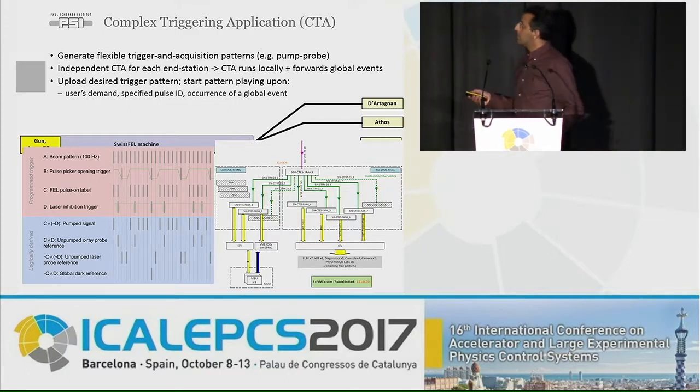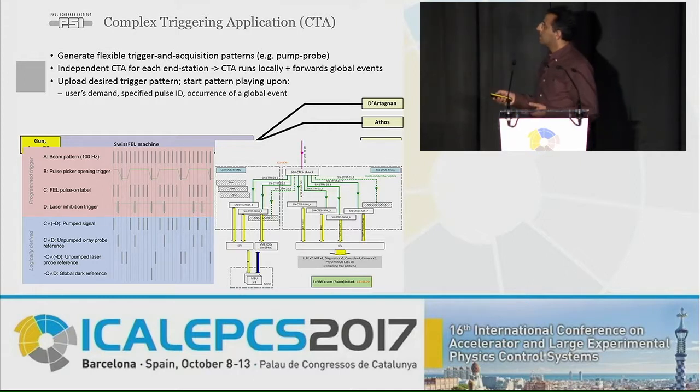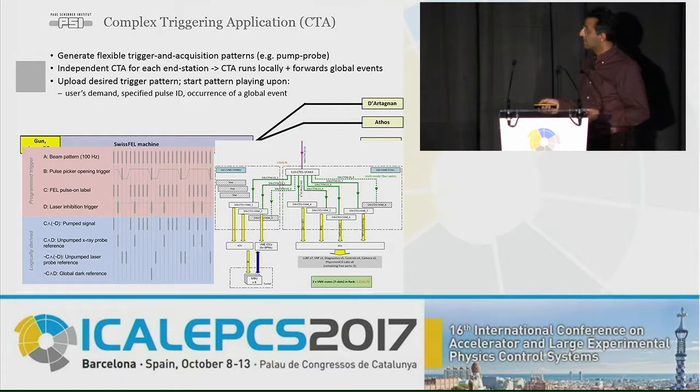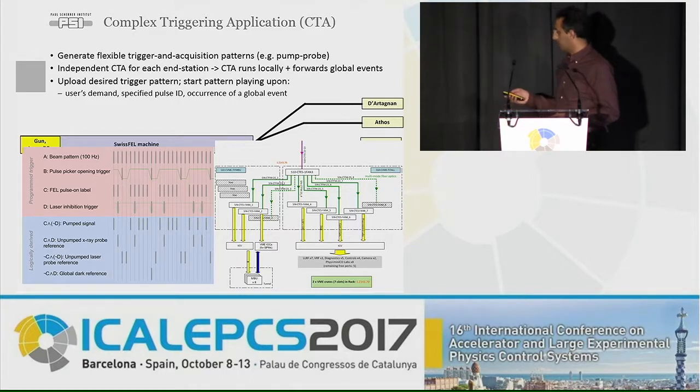And this also provides us with a shared event code space that can be used by both beamlines. And we can even start this complex triggering pattern with a global event, or upon occurrence of a certain pulse ID or a button press. And we can even do a synchronized experiment at both beamlines if it is required. And this also gives flexibility to the usage of the timing system.